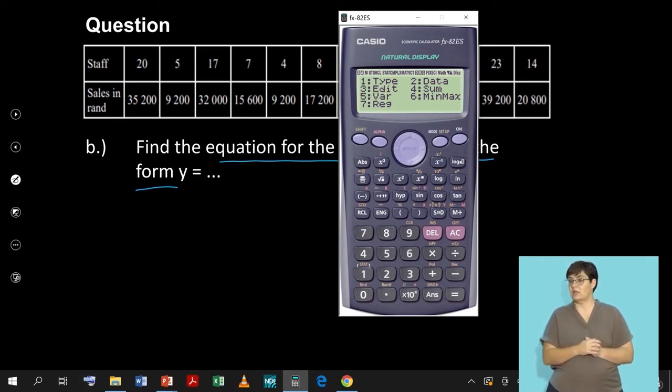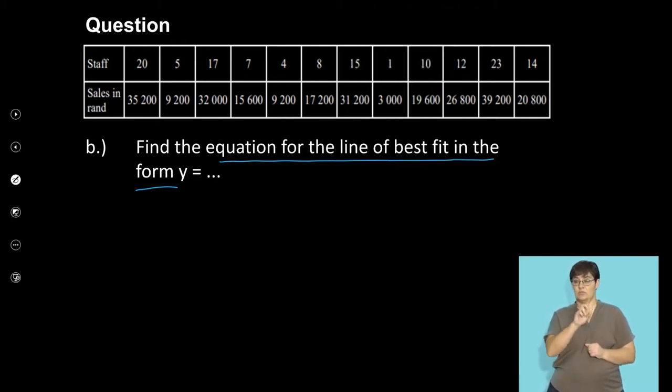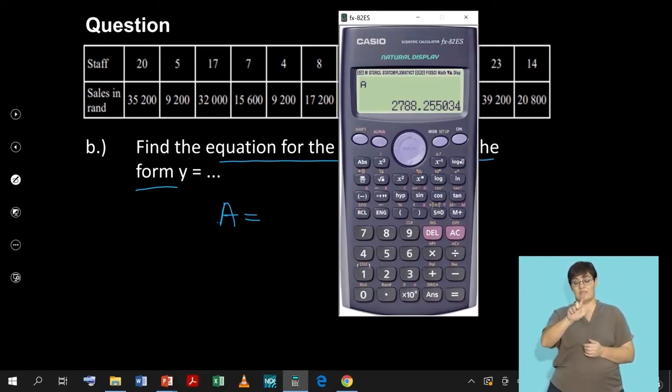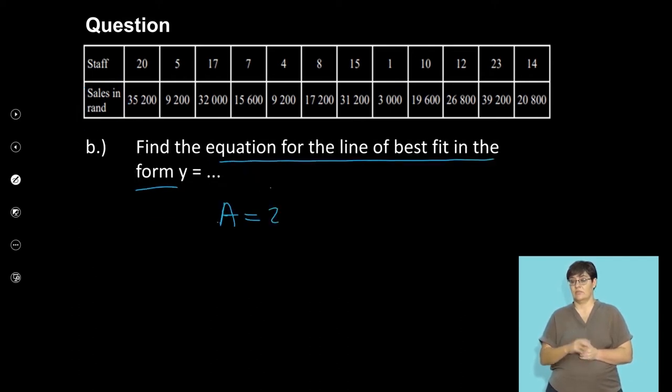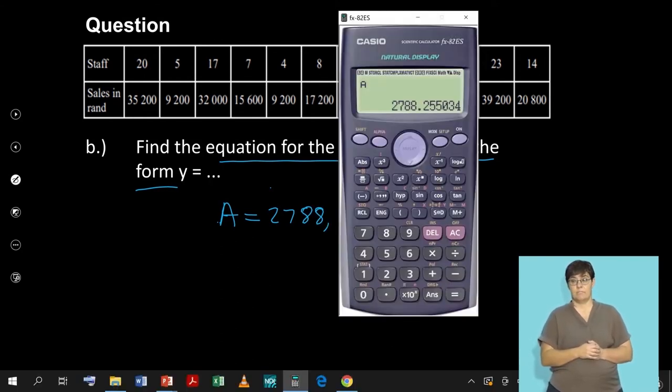What am I trying to do? We're trying to find the equation of best fit. Regression. I select 7. I need the A value. I put 1, equal. What is my A value? Let's check again. A is 2788.26 if I round to 2 decimal places.